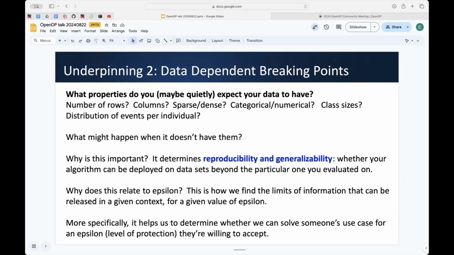And this helps us determine whether we can solve someone's use case at a level of protection that they're willing to accept. And this is the same problem. So with the OpenDP survey, there was a lot of things we would have liked to release. Show you guys, we managed to pick some interesting ones, but with an epsilon of 2, because the data was so small, and because of the way marginals and histograms depend on the number of individuals per subclass and the dependencies between the features, 3 was all we could get. Right?